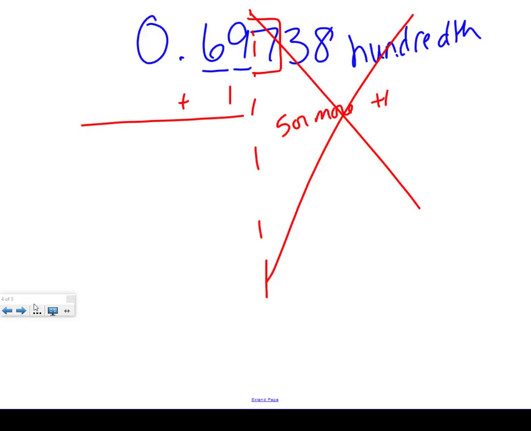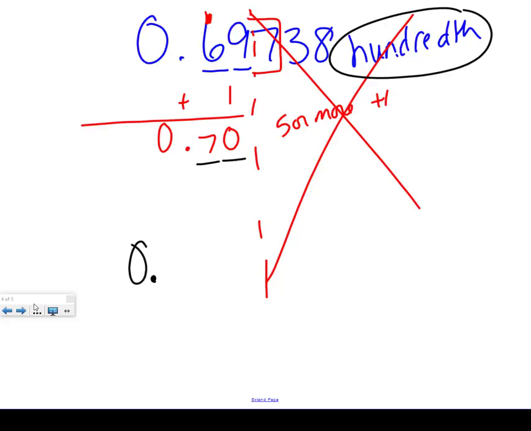So 9 and 1 is 0, which is actually 10, so I carried my 1. 6 and 1 is 7. Bring down my decimal and my 0. Notice that the problem said hundredths, so I needed tenths, hundredths, so I need 2 decimal places, so I have to keep both of those for my final answer.